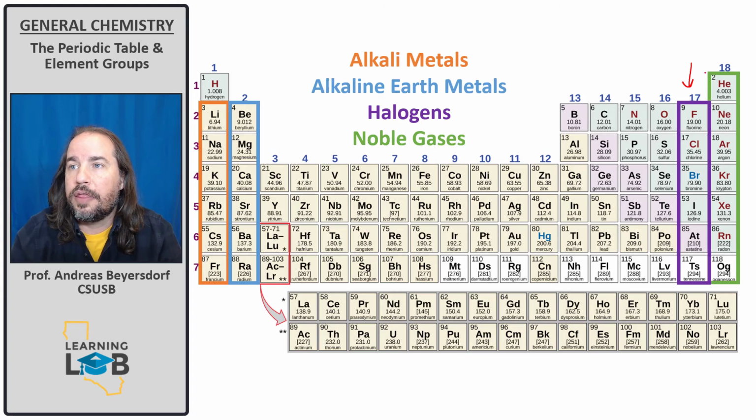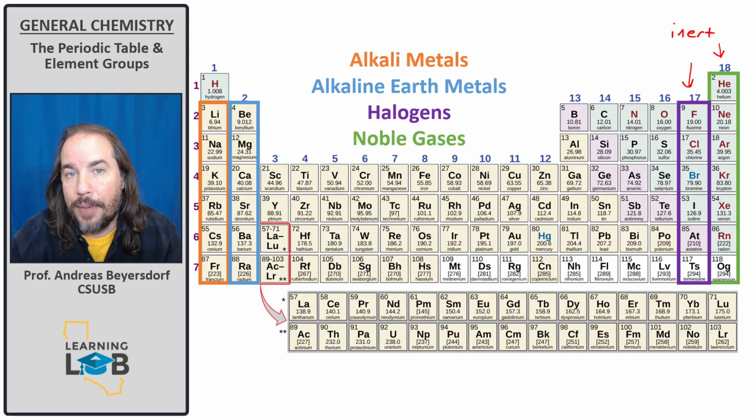And then finally, this group here, helium down to oganesson, these are what are called the noble gases. Noble gases are notable because they are inert. What that means is these noble gases do not react much. Helium, neon, argon, they don't form compounds with other elements. Typically, they are just by themselves.